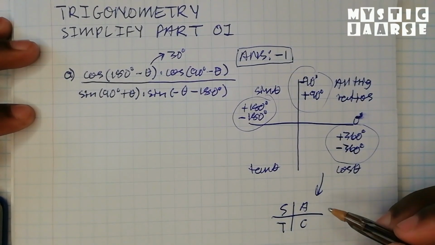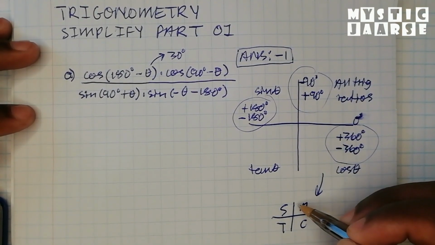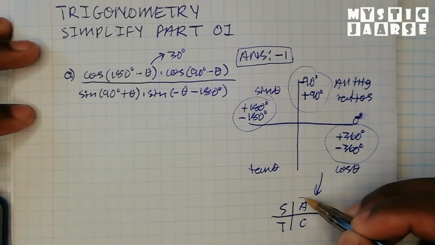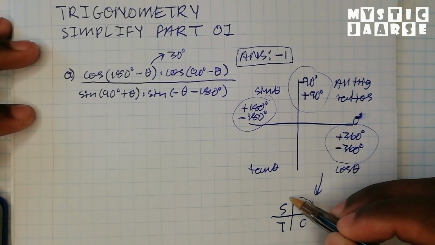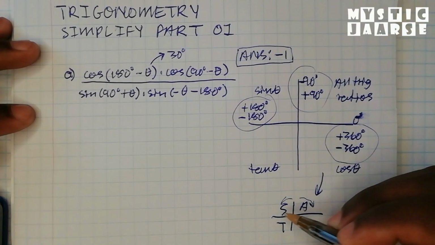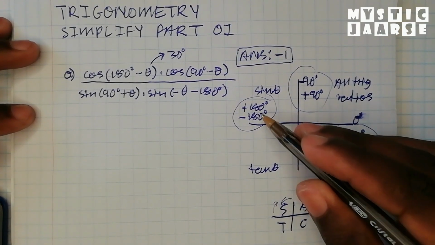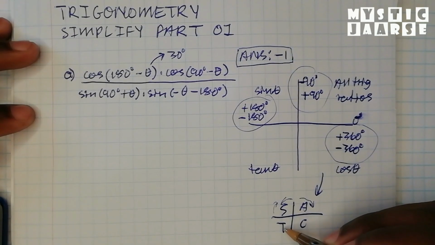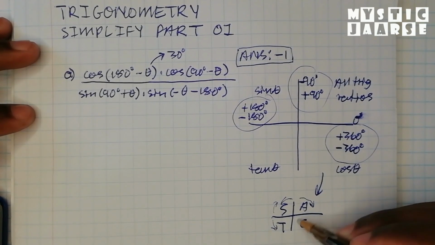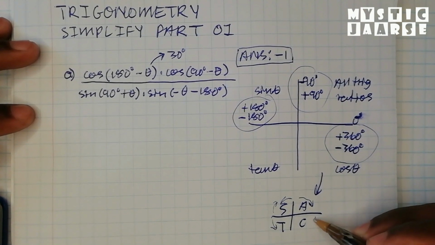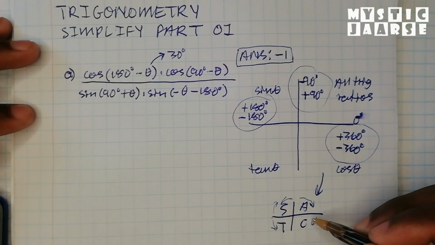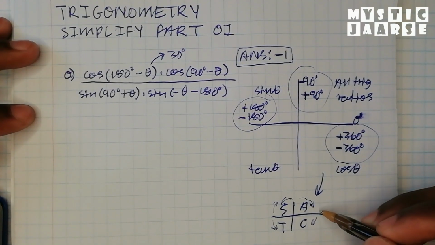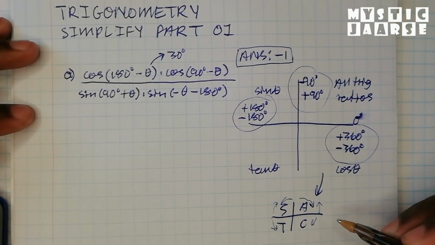I know that in the first quadrant I have minus 90 degrees. In the second quadrant I have plus 90 degrees and minus 180 degrees. Then in the third quadrant I have plus 180 degrees, and in the fourth quadrant I have minus 360 degrees. And again, for the second revolution, in the first quadrant I'll be having plus 360 degrees.